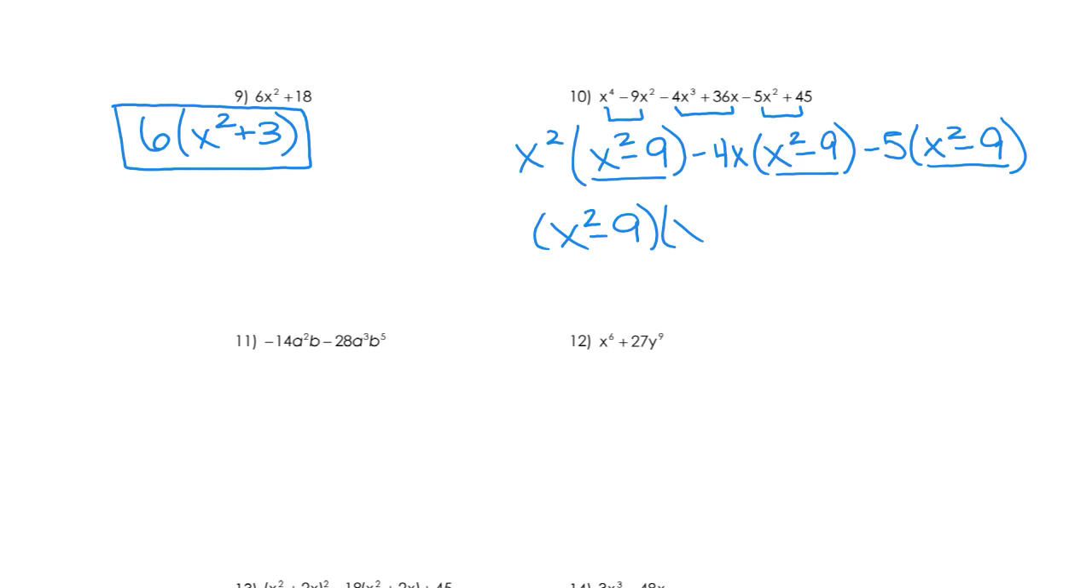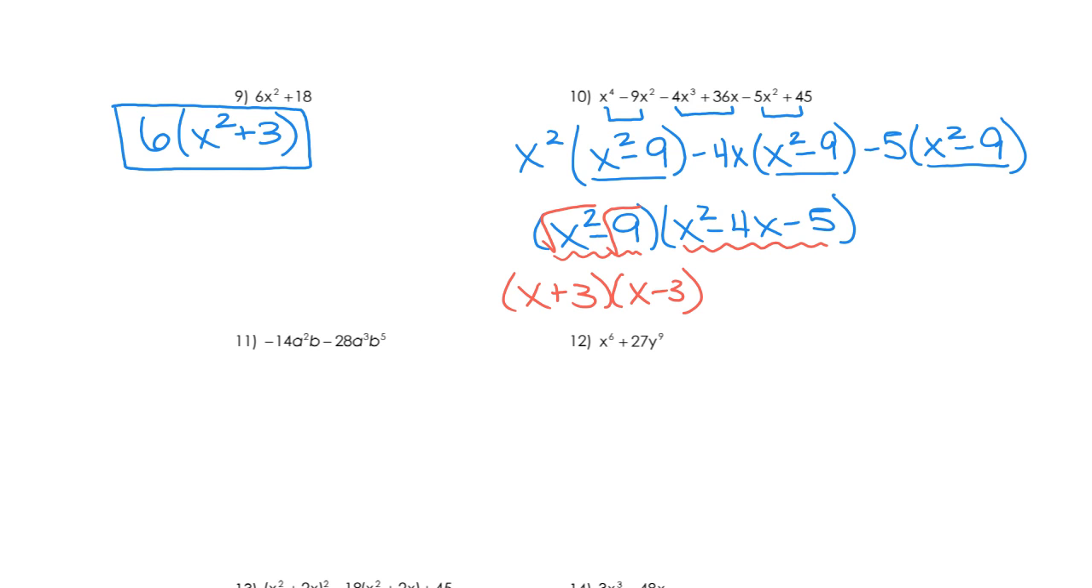Guys on the outside, squish them together. X squared minus 4x minus 5 becomes our second factor. And we have a unique situation here where both of these factors can go again. That's a D2PS, and this is an easy trinomial. And so we'll go ahead and break this up into x plus 3 and x minus 3. Okay, that's how I did that.